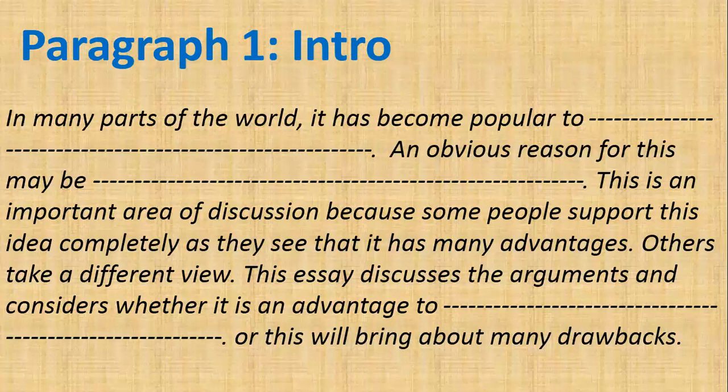What about the other side? It should also be included here. So others means other people take a different view. Take a different view means they see only the disadvantages. So now you give a hint to the reader, to your teacher, to anyone that your topic is a controversial topic. It is a for and against essay. You have two opposing partners. And in this essay, yes, this essay discusses the arguments and considers whether it's an advantage to then the topic that you have written in the first part of this paragraph, you need to include here one more time.